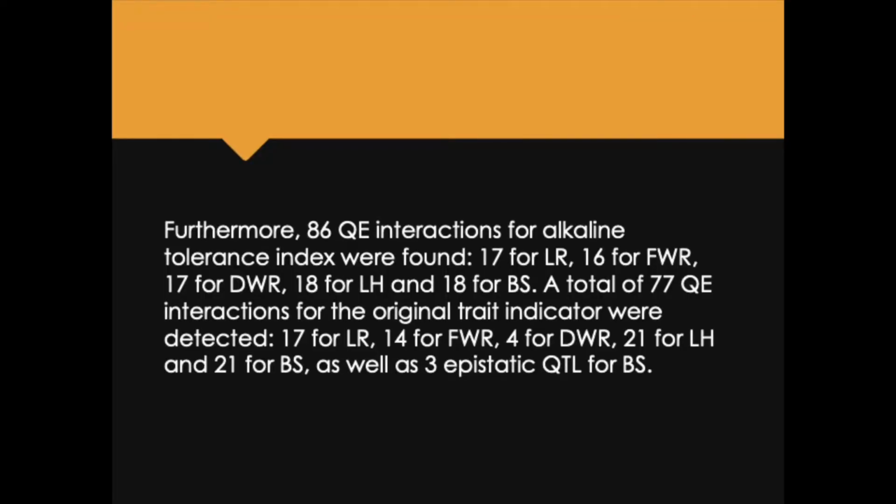And so I sat down to read this paper, and I was bombarded with paragraph after paragraph just like this one. Furthermore, 86 QE interactions for alkaline tolerance index were found. 17 for LR, 16 for FWR, 17 for DWR, 18 for LH, and 18 for BS. A total of 77 QE interactions for the original trait indicator were detected. 17 for LR, 14 for FWR, 4 for DWR, 21 for LH, and 21 for BS, as well as 3 epistatic QTL for BS.